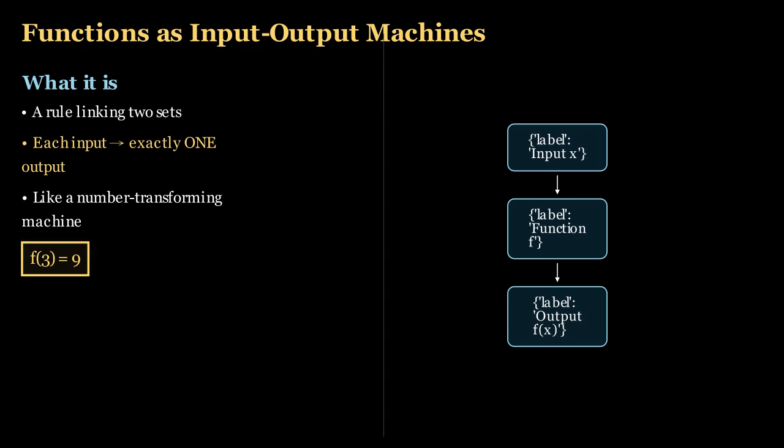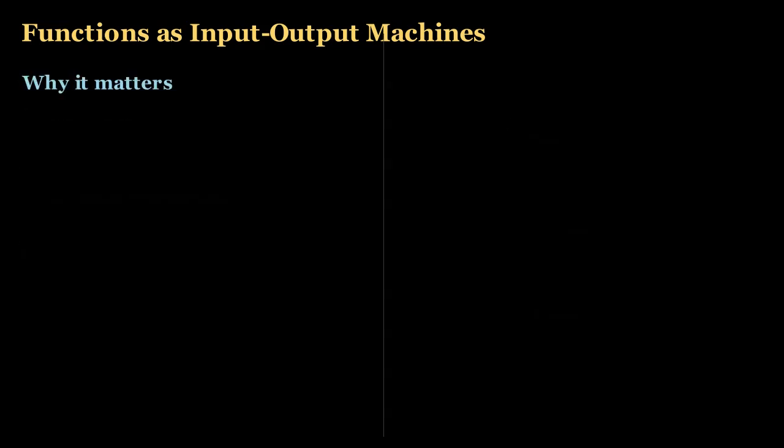Because the world is full of relationships where one thing depends on another. The distance a car travels depends on its speed and time. The area of a square depends on the length of its side. A function captures this "depends on" idea perfectly. It lets us model cause and effect with mathematics. If you know the rule, you can predict the outcome for any input.